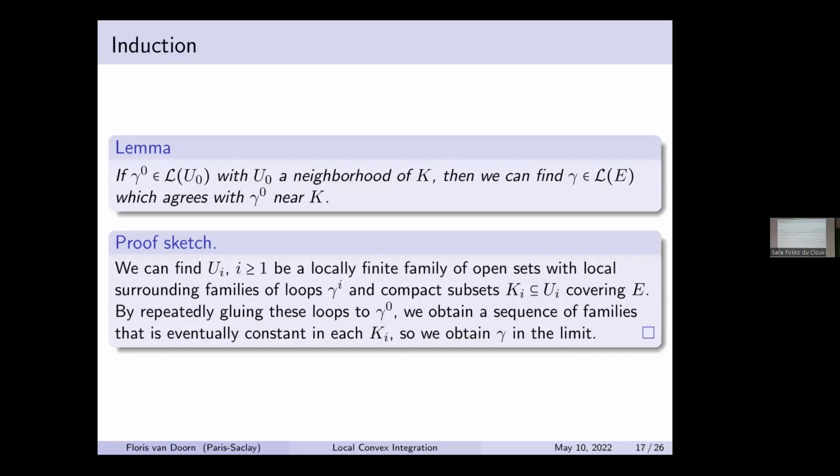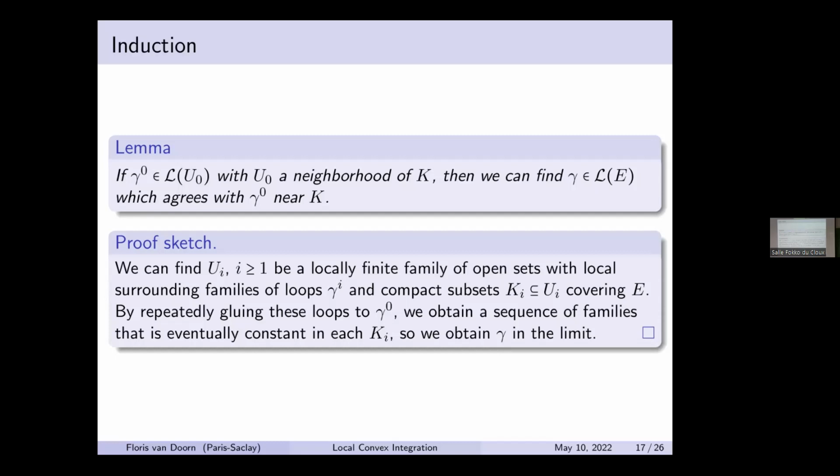We can perform induction to get from all these local solutions to a global solution. This still takes quite some work in Lean, but the arguments are not too hard. So if you start with this solution gamma 0 in a neighborhood of this compact set K we started with, then we can find a global solution on all of E. So now this is really defined on the whole vector space and agrees with gamma 0 near K.